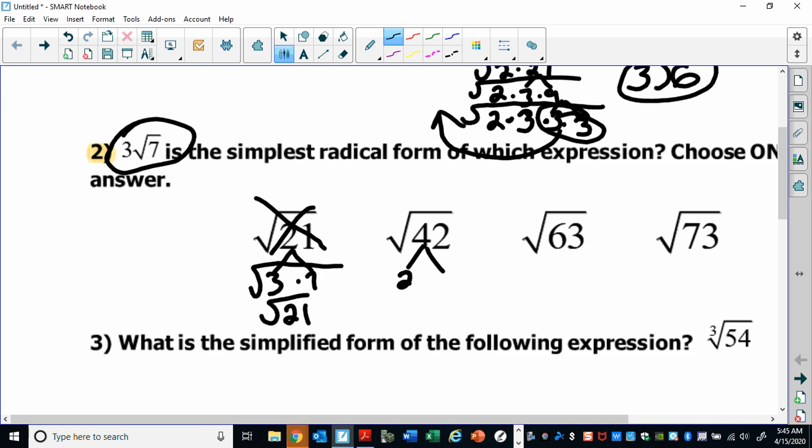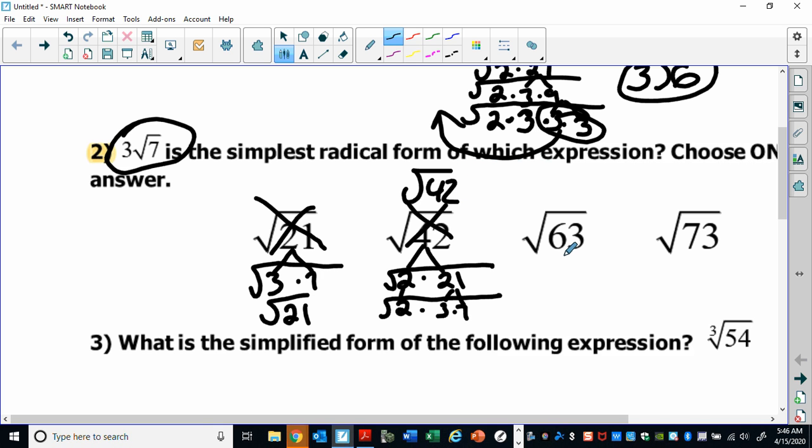42, we know we can break that down by 2. So that's going to be 2 times, uh-oh, we got 21 again. We just saw that you can't break down 21, but I'll do it again how you would do it on a test. Break down the 2. Because you cannot break down any of these, there is no group here. Your answer is going to go back to the square root of 42. That doesn't work.